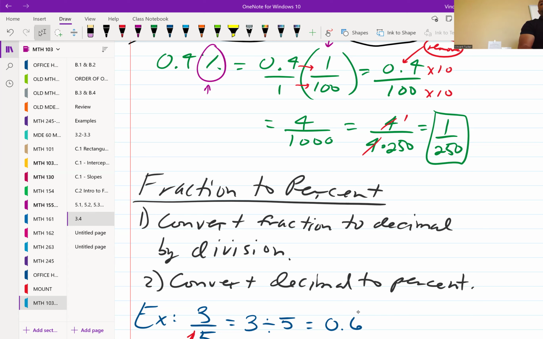Because once you cancel out that 4 completely, then all you're left with is 1. So in other words, if you divide 4 by 4, you're left with 1. If you divide 1,000 by 4, you're left with 250.